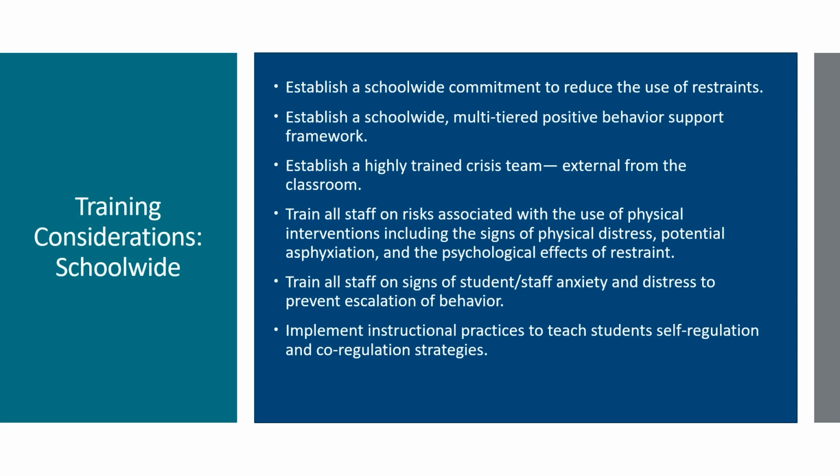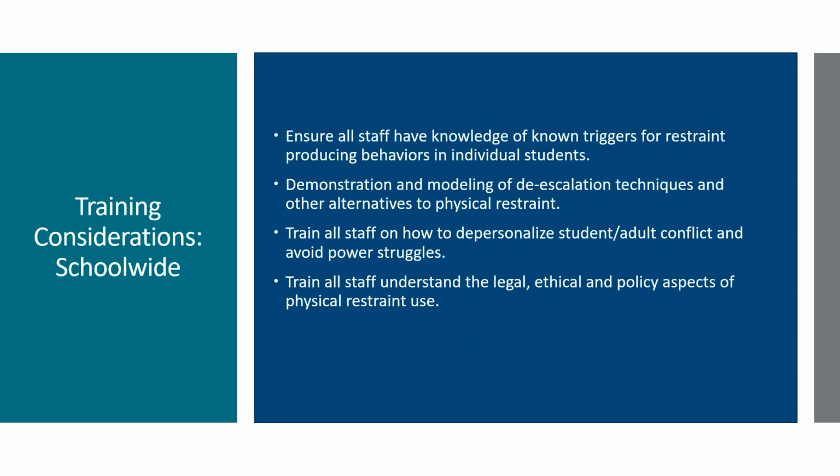Some additional school-wide training considerations. Ensure all staff have knowledge of known triggers for restraint-producing behaviors in individual students. Demonstrate and model de-escalation techniques and other alternatives to physical restraint. Train all staff on how to depersonalize student-adult conflict and avoid power struggles. Train all staff so that there is an understanding of the legal, ethical, and policy aspects of physical restraint use.